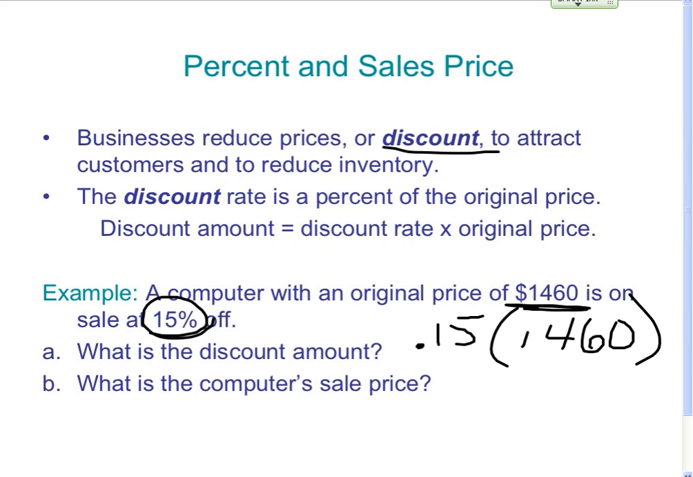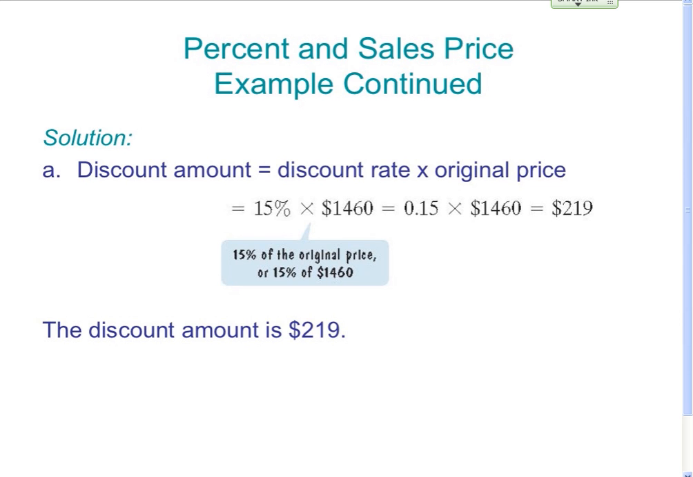So we're going to take the original cost of the computer and subtract off the discount of $219, and what we actually pay then is $1,241.